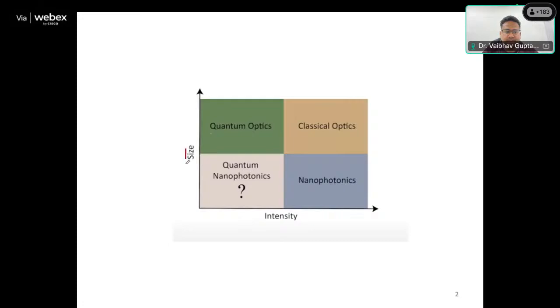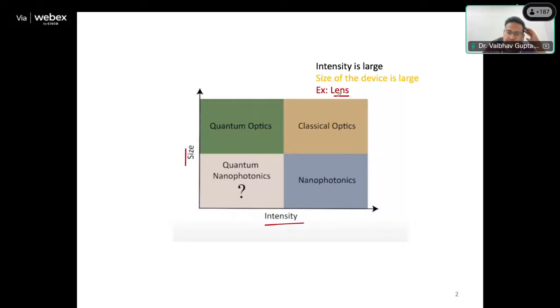On the y-axis we have size, and on the x-axis we have intensity. When we talk about classical optics, what we usually talk about is lenses and mirrors, right? These are the elements which are bigger in size. If you have seen an optical setup, the lenses are there, mirrors are there, beam splitters are there. They are big elements, big as compared to what we will talk about.